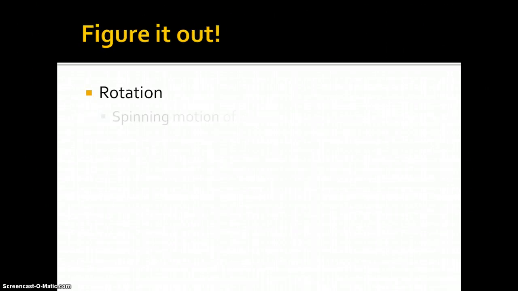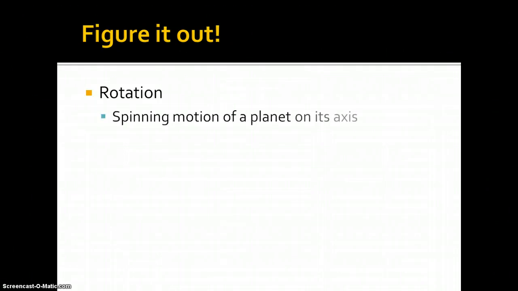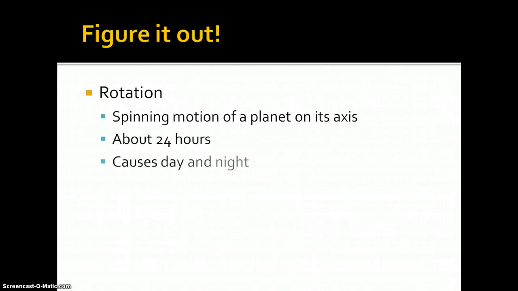Next up, we have rotation. It's going to be that spinning motion of any planet on its axis. Could be a moon, a dwarf planet also. It takes about 24 hours for Earth to rotate. As we go through the rest of the solar system, you'll see there is a difference in the time of rotation for each of the planets. And what does rotation cause? It causes night and day.